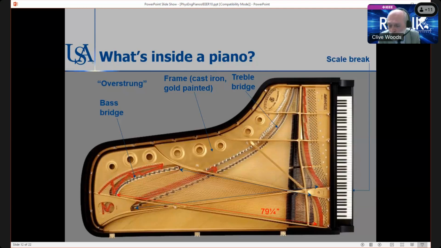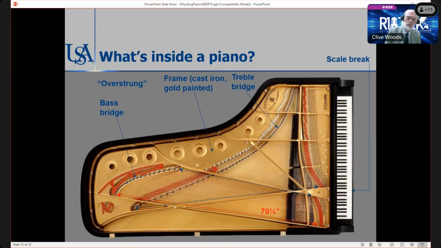And there's the scale break on the Steinway D. The note, the F to the right, upwards as you're looking at it, is above the scale break, and the E below that mark is below the scale break.